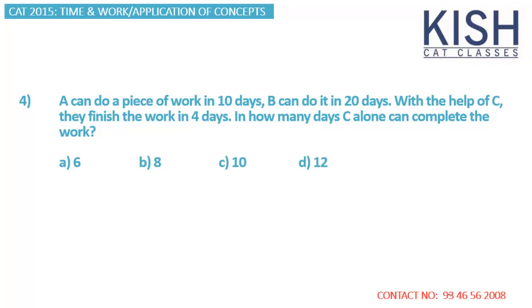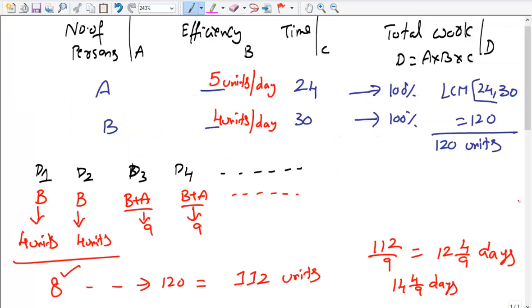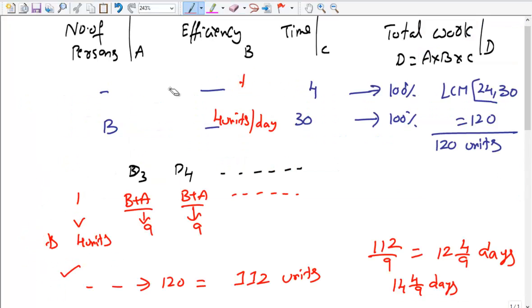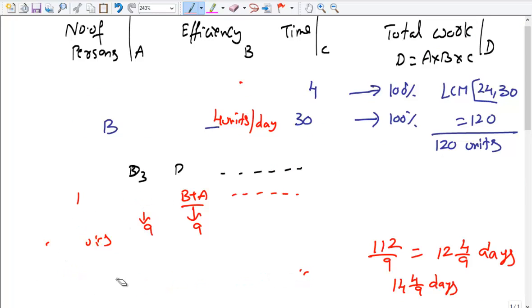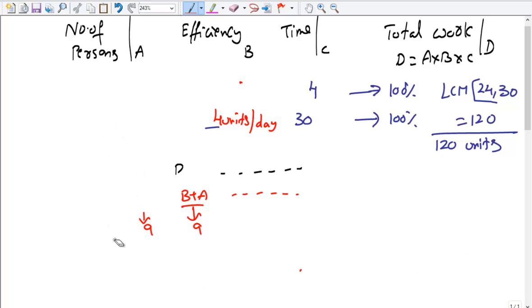A can do a piece of work in 10 days, B can do it in 20 days. With the help of C, they finish the work in 4 days. In how many days can C alone complete the work? Good. So if you want to write the whole thing here itself, then let me erase. So this frame is going to be extremely useful.